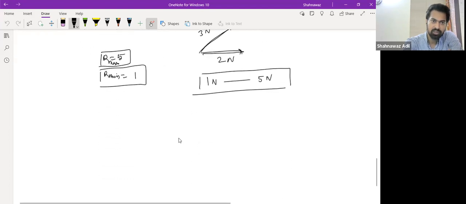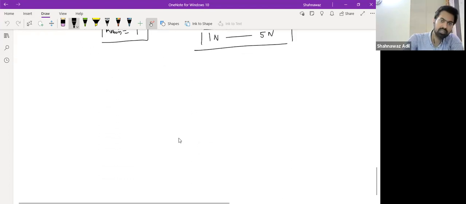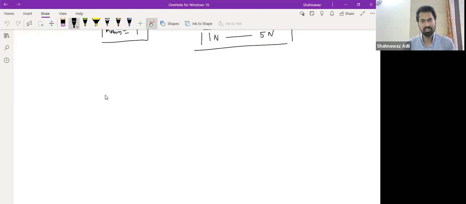Okay, so this was the part I needed to tell you guys, and there is one more theorem which is necessary. It may come in handy in examinations, not from the CBSE point of view, but for competitive exams. This is called Lami's theorem.